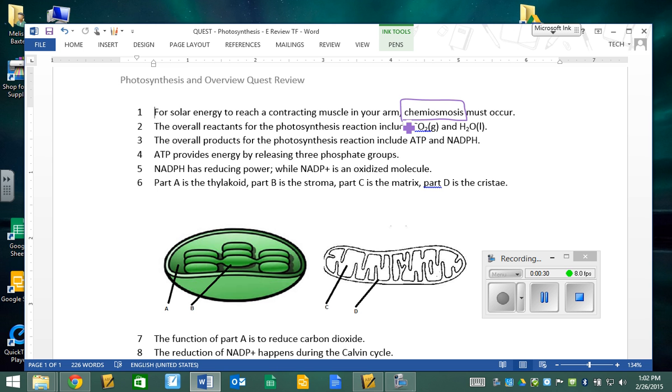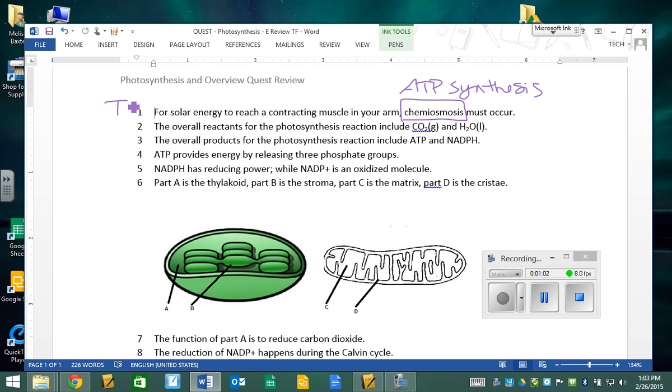So this is how ATP synthesis occurs. So, do I have to make ATP for the sun's energy to get to your contracting muscle? Why, yes, I do. That's how it's going to get there. So that is definitely true. Now, on this point, I will remind you, when I first introduced this idea, I said, I really like this kind of a question. Show me how the energy from the sun gets to the contracting muscle in your arm.